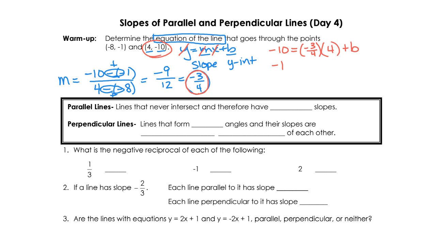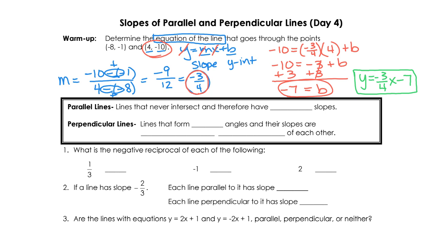Do a little multiplication. -3/4 times 4 is -3. And then I'm going to go ahead and add 3 so that b is by itself. And -10 plus 3 is -7. And now I have my b. So now it's time to take my two pieces and write the equation of my line. And my line will be y = -3/4 x - 7. And there is the equation of my line.